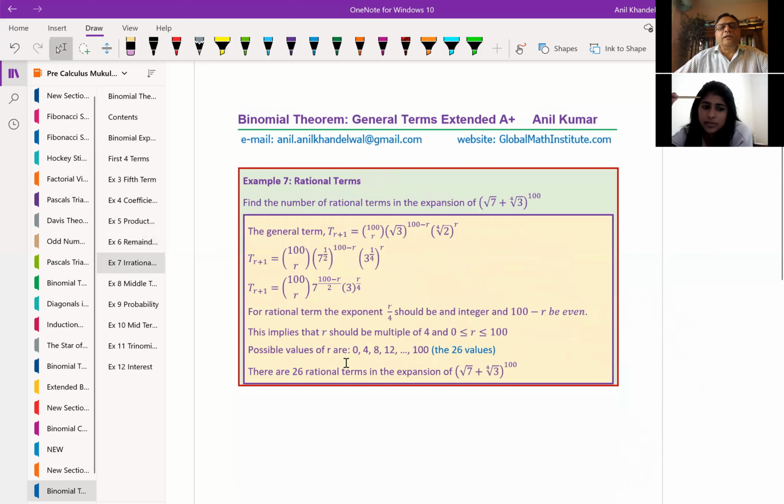Now, here is another very interesting question. We'll talk about rational terms. Now, as you know, square root of 2 is irrational, correct?